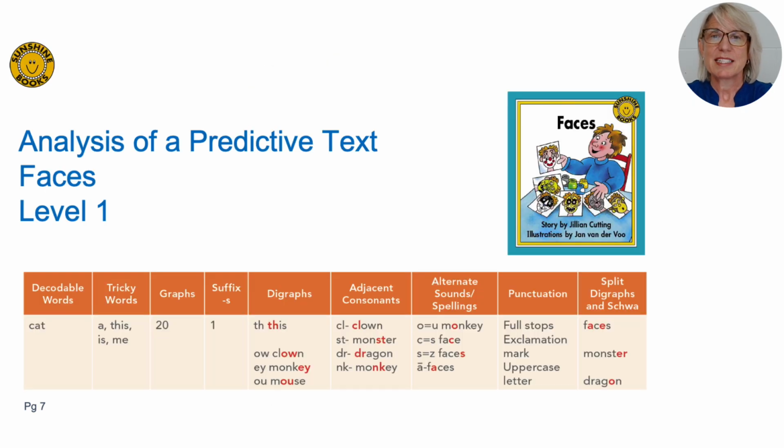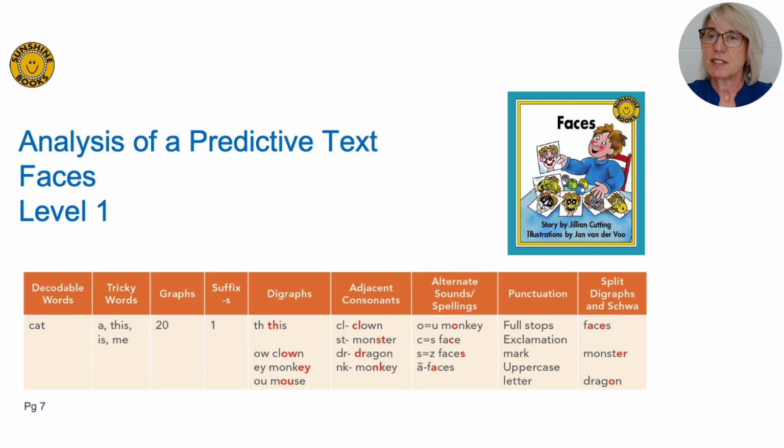So if we look at the analysis of this predictive text, we can see that we've only got 1 decodable word in the entire book, and that was cat. Then we've got our tricky words, this, is, and me. And they're tricky because they've got sounds in them that we wouldn't expect if we're teaching through a scope and sequence. And we've got our consonant digraph TH, we've got long vowels in me, we've got the S representing the Z sound. So there are 20 different graphs that the children need to know if we're expecting them to actually read this book or decode this book.